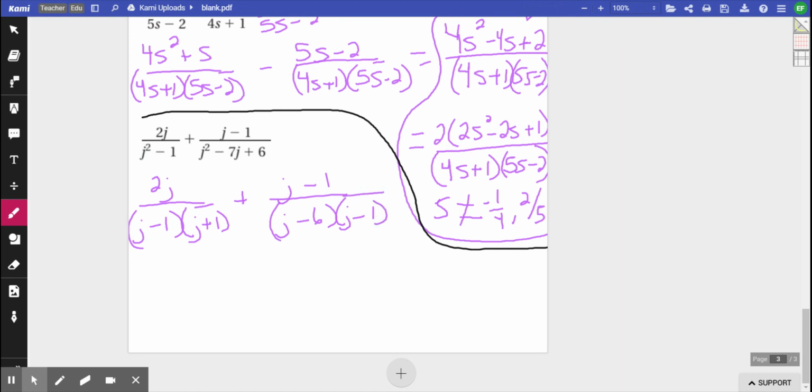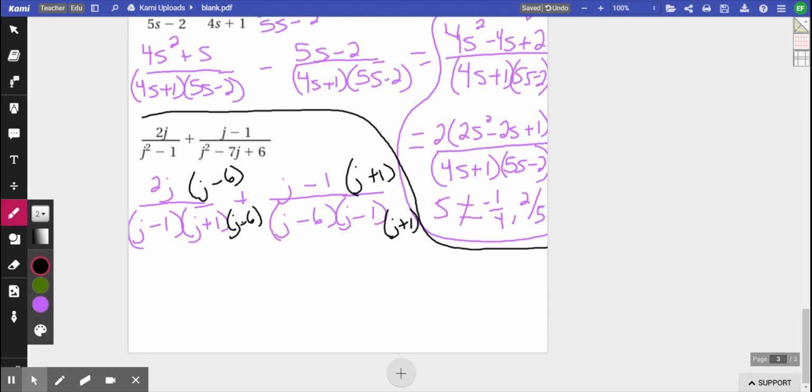So they both at least carry that j minus 1 factor, the difference being that other factor. So I'm going to multiply by just that other factor. So that means I have to multiply my first fraction by j minus 6, top and bottom. And then I'm going to multiply my second fraction by the j plus 1 that it's missing. And then j plus 1.